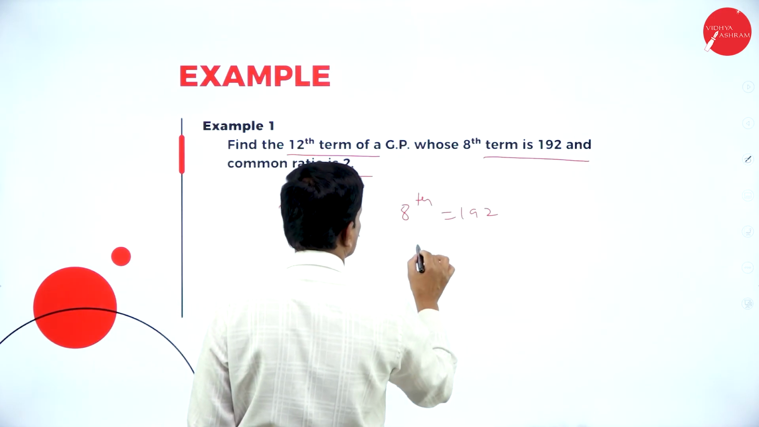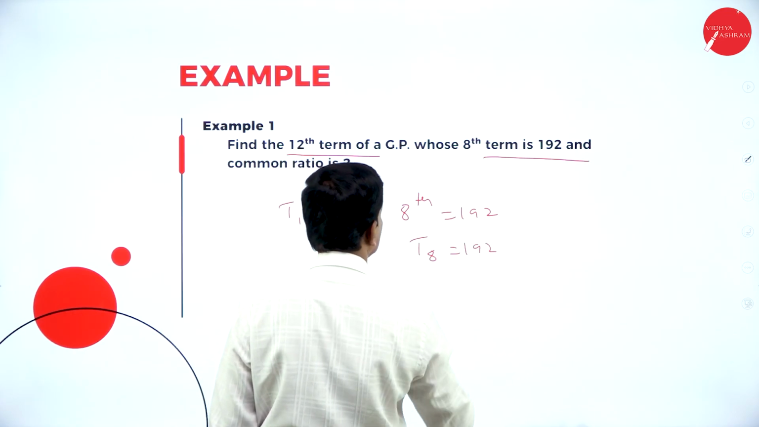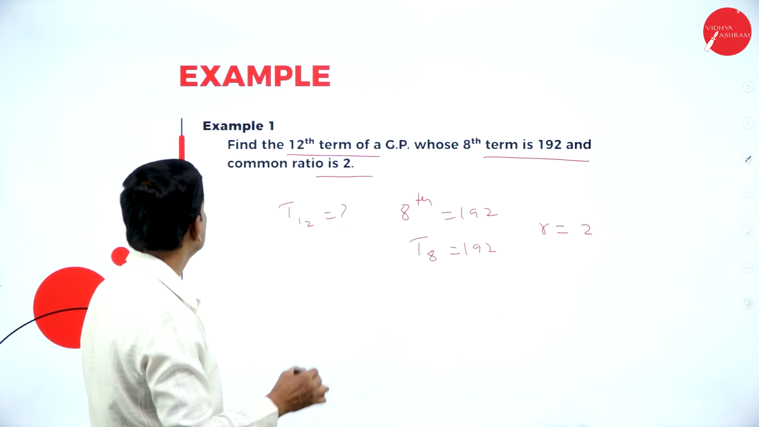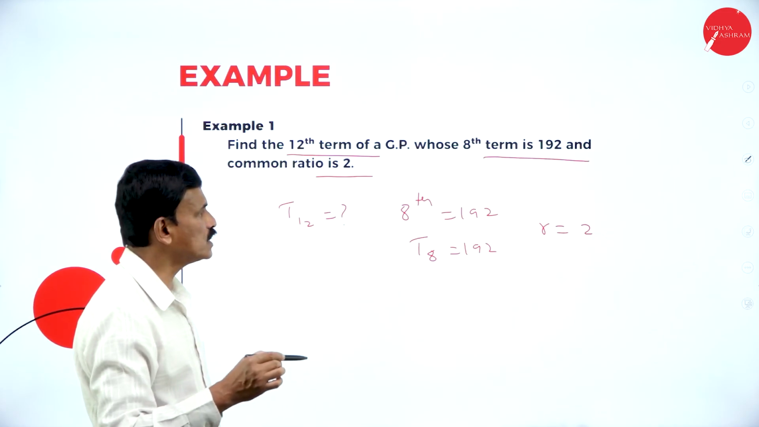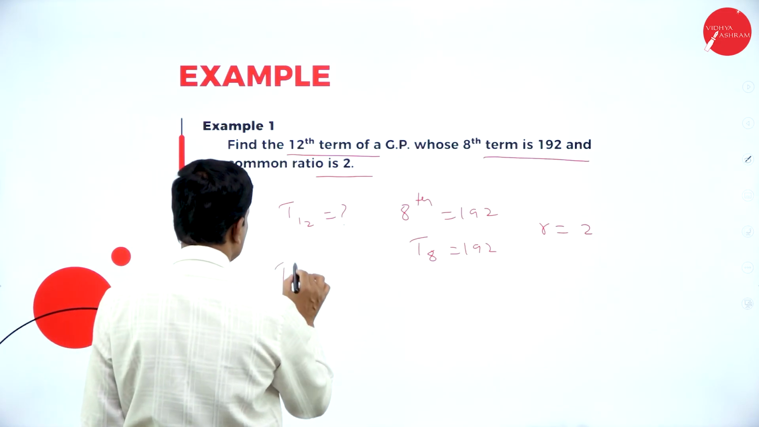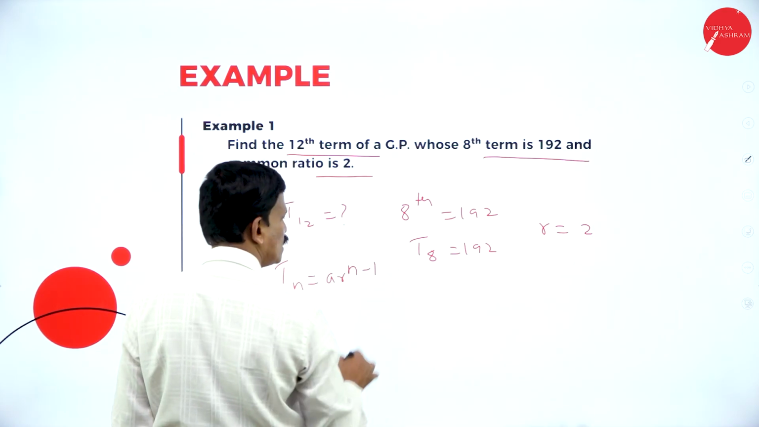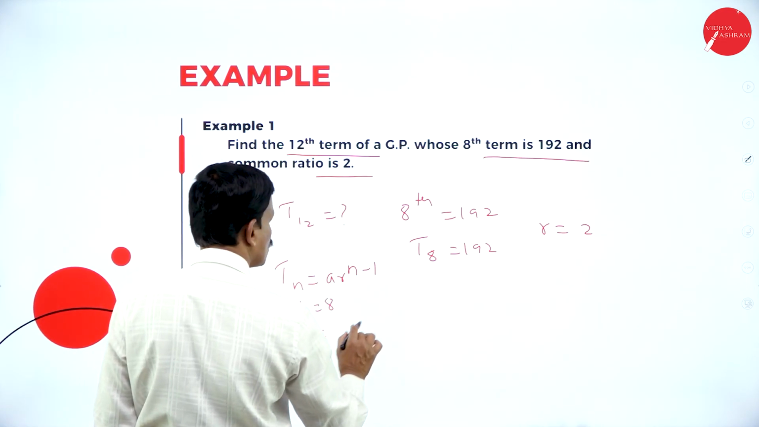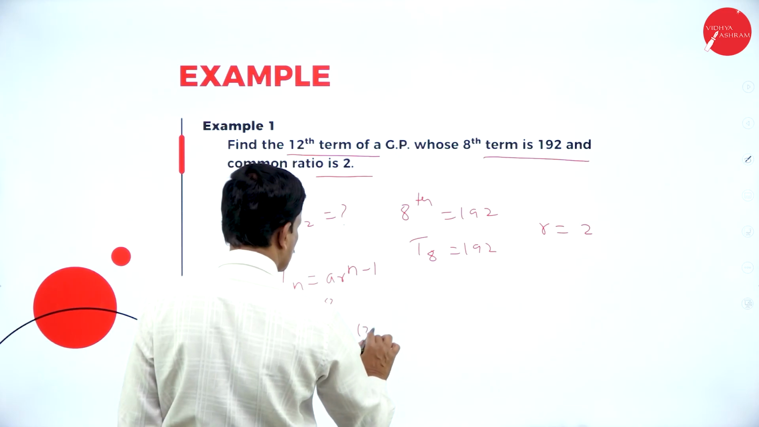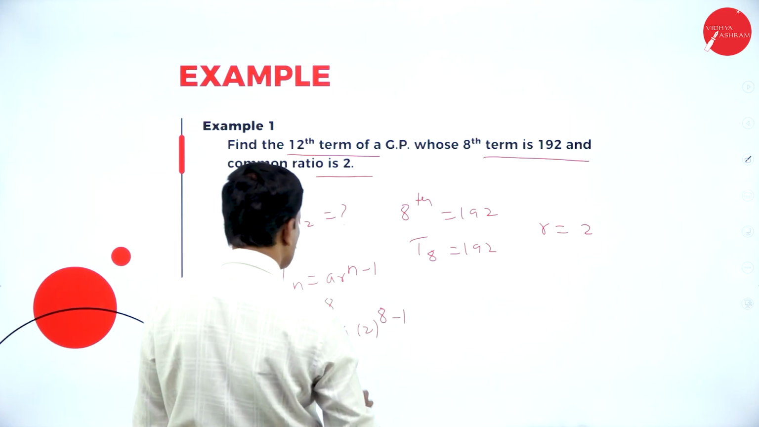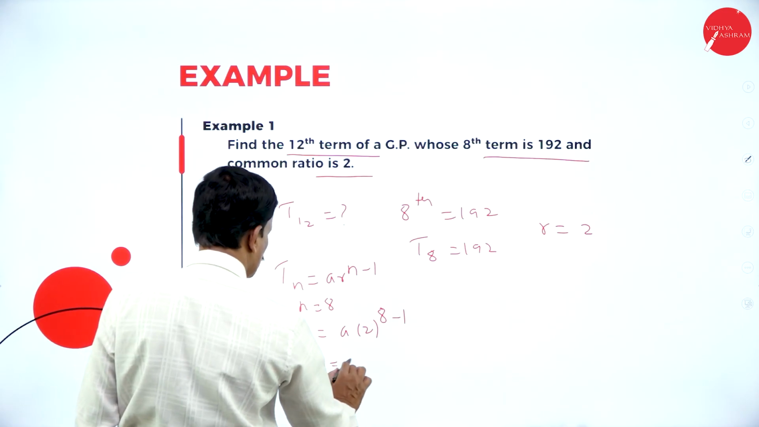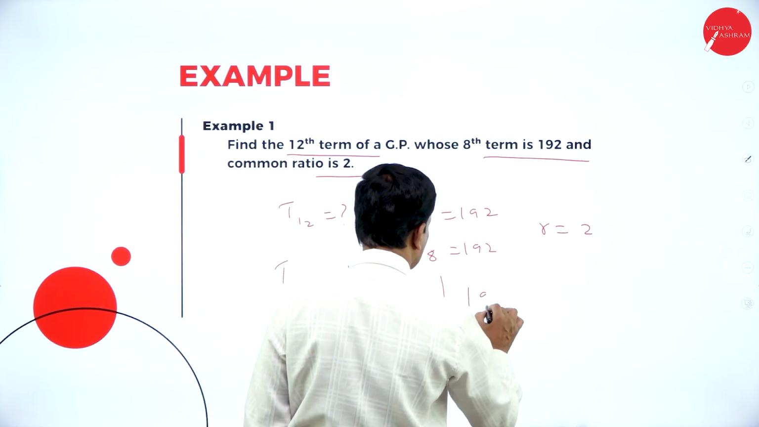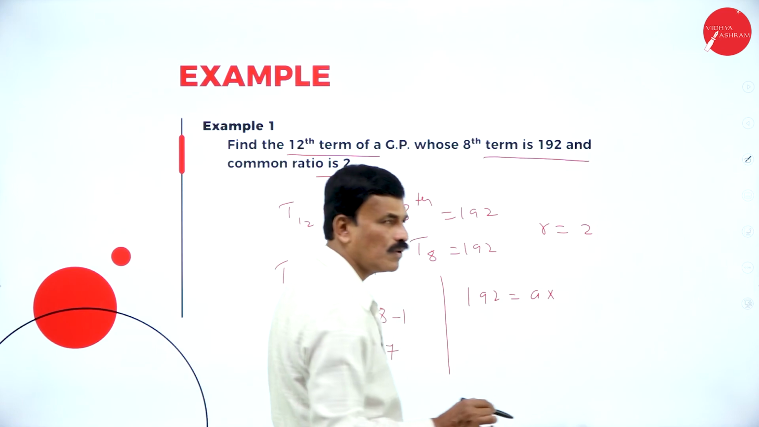Find the 12th term of a geometrical progression whose 8th term is given. The 8th term is 192, that means T8 is equal to 192, and the common ratio r is also given, that's equal to 2. So we know the nth term: Tn is equal to a r to the power of n minus 1. For the 8th term, put n is equal to 8. So T8 is equal to a into the common ratio 2 to the power of 8 minus 1. T8 is 192, so 192 is equal to a into 2 to the power of 7.